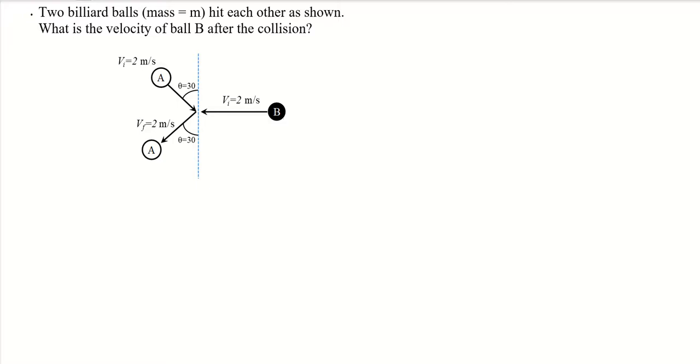A simple question that can be asked is: you have two billiard balls, they come together and collide. Ball A is moving at 2 meters per second in this direction prior to the collision, and ball B is moving at 2 meters per second in this direction. They hit, and ball A comes off at this speed in that direction. What's the velocity of ball B after the collision?